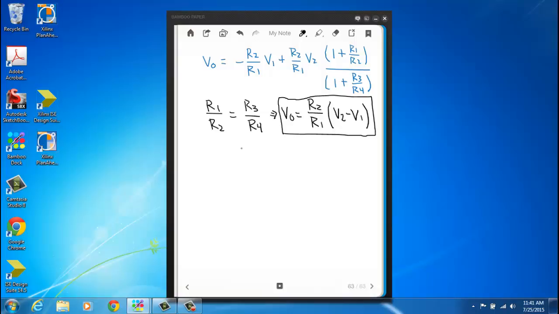Now, one last thing before we end the video, and that's if in addition to the condition above, you set R1 equal to R2, so this ratio is 1, well now of course Vout is just going to be the difference of the two input voltages. It's just that you're going to subtract V1 from V2, and if you do this, then we just call it a subtractor.